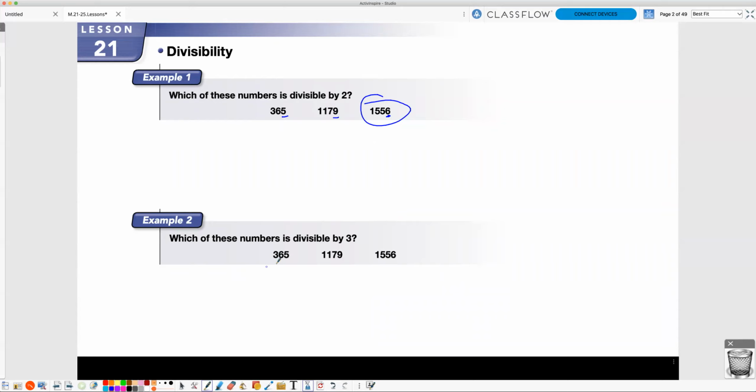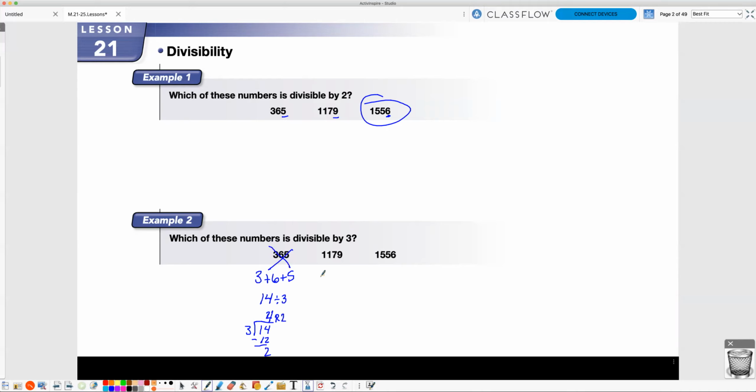Instead of doing the math all the way out, it'll actually be easier to take 3 plus 6 plus 5 to find out if that's divisible. So what's that? That's 14. Is 14 divisible by 3 without a remainder? If I do 14 divided by 3, 4 will get me to 12, and there's a remainder. It would be 4 remainder 2. So this one is not divisible by 3.